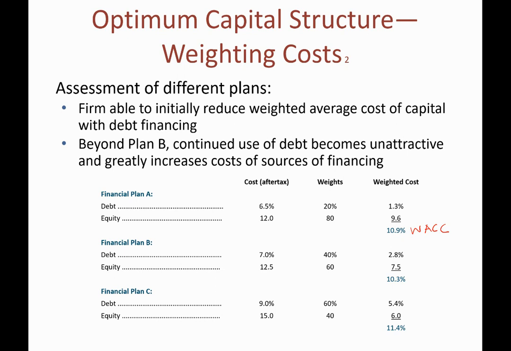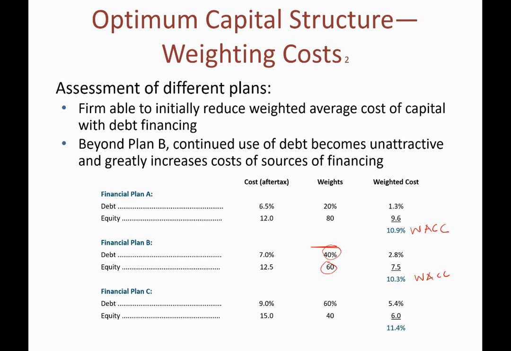How about under plan B? Under plan B, you have a different cost of capital, but you also make changes as far as the weights are concerned. You reduce the amount of equity from 80 to 60, and you also increase the amount of debt. And by so doing, what you end up seeing is a weighted average cost of capital of 10.3%, which is slightly lower than what we had under plan A.